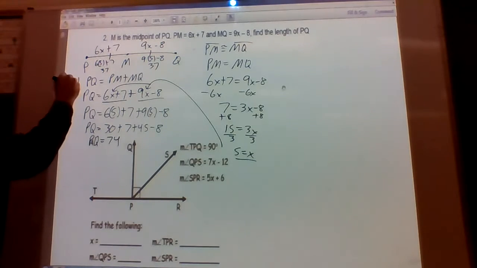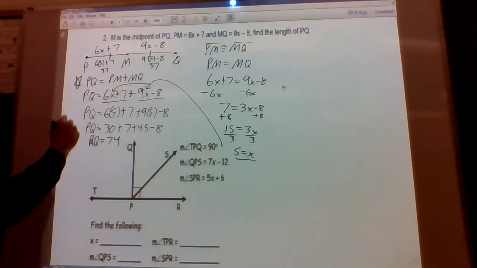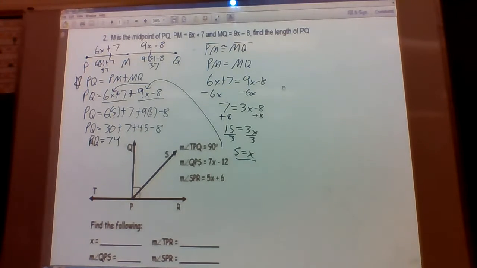You don't have to write this step out. Oops. I was trying to do a star. I don't know how to do a star though. There. Right? We could just go on right away.